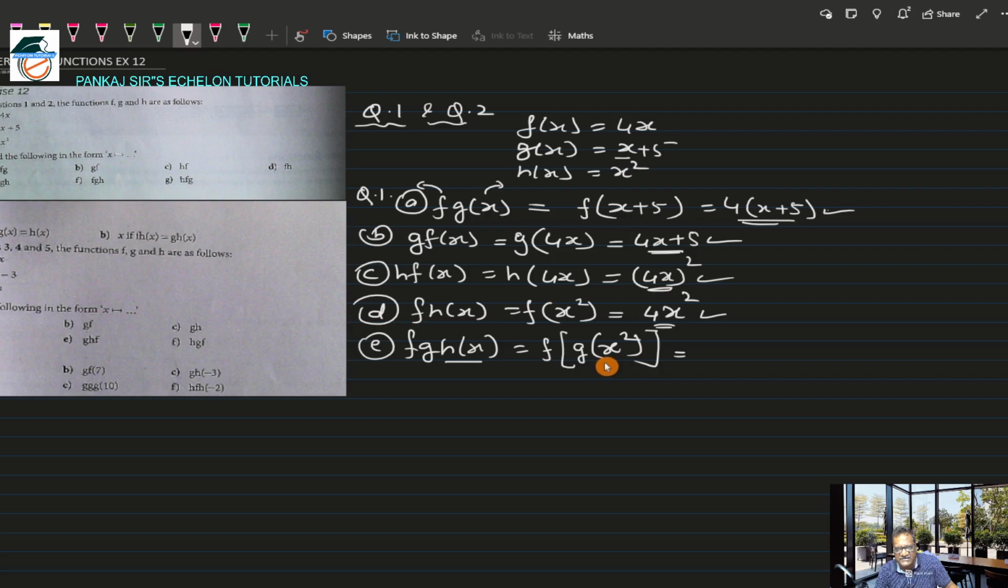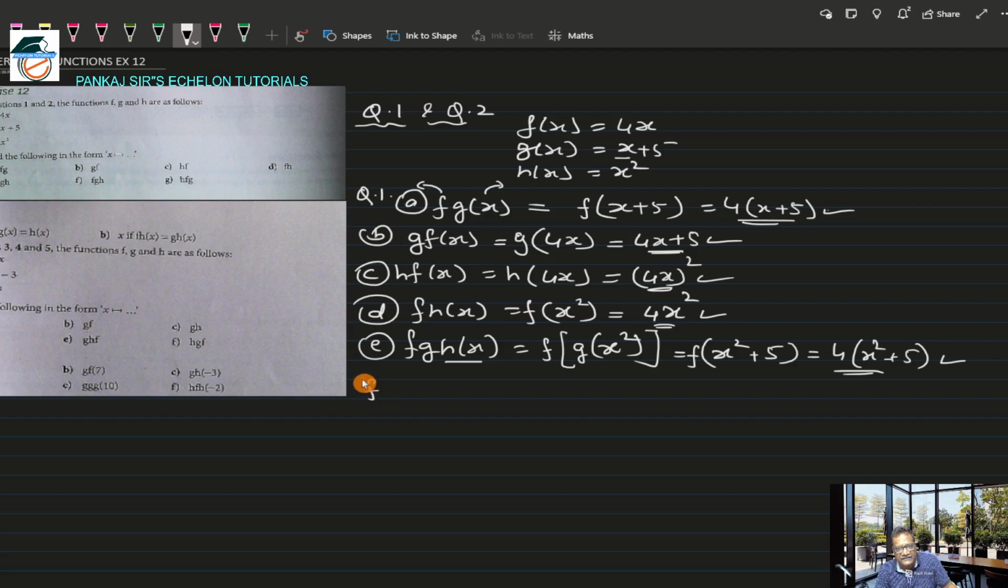Now g of x square I will try to replace. Now what should be g of x square? g of x is x plus 5. So g of x square will be x square plus 5. And you have a function f of x, so there will be one more step, f of x square plus 5. So f of x is 4 into x. In place of x, I'm going to put x square plus 5. So my answer for E will be 4 into x square plus 5. Okay. Now E is done.